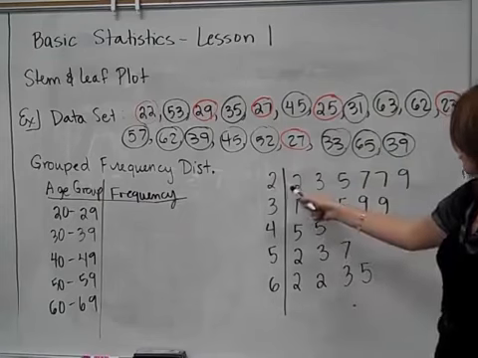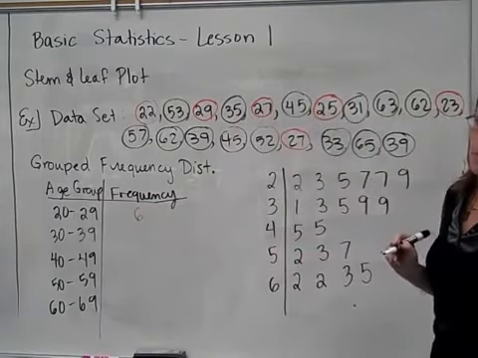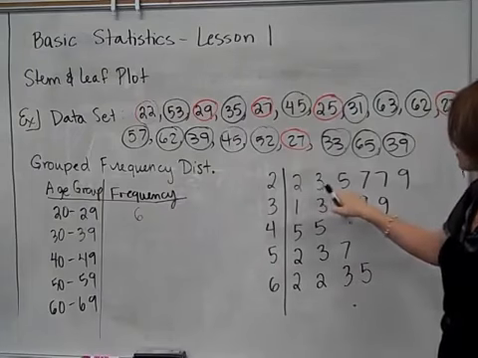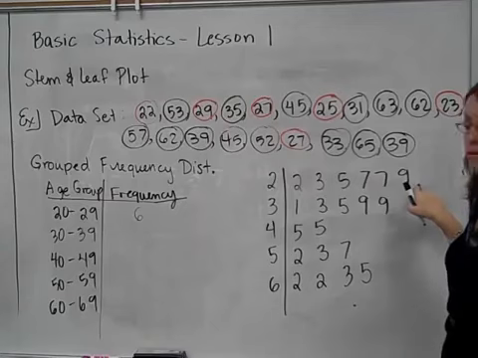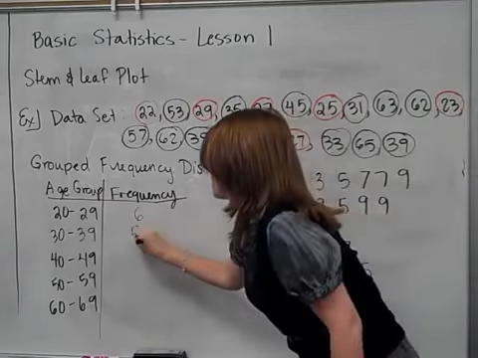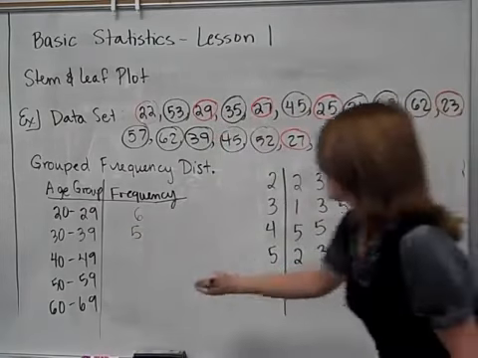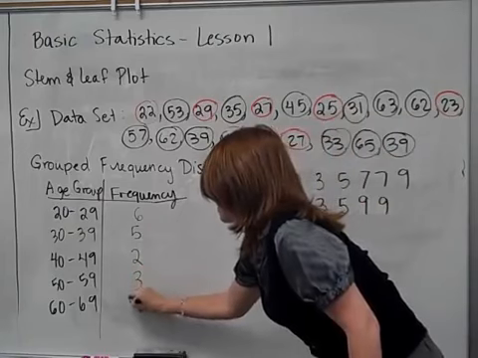Yeah. In the 20s, we had 6 people, because I had a 22, a 23, a 25, a 27, a 27, a 29. How many are in the 30s? Okay. How many are in the 40s? How many are in the 50s? 3. And the 60s? 4.